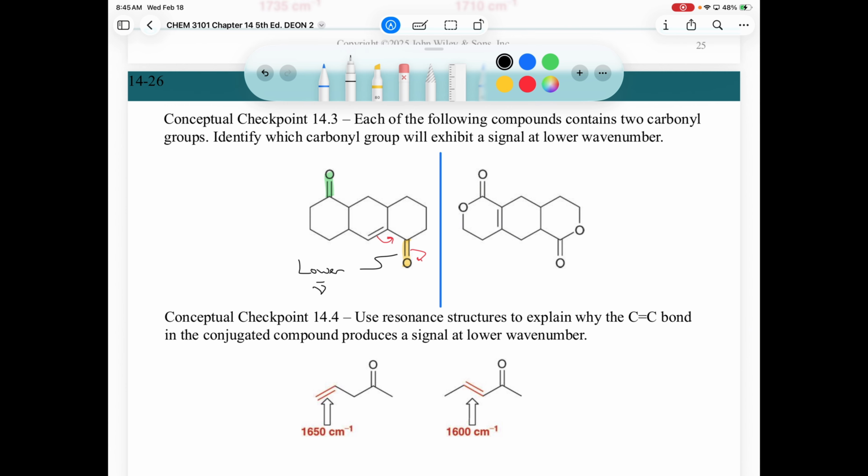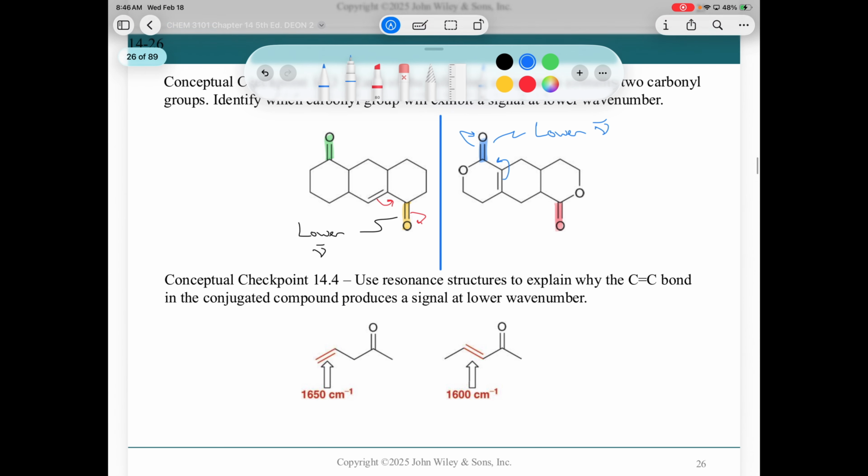Now, if we look at the one to the right of it, I'll highlight this one in blue, and then I'll highlight this one in red. Which one of those is going to absorb at a lower wave number? The one in blue or the one in red? The one in blue, right? Because I can draw a resonance form. I can draw two resonance forms, okay? And so this one is going to absorb at a lower wave number. Cool beans? Does that make sense to everybody?